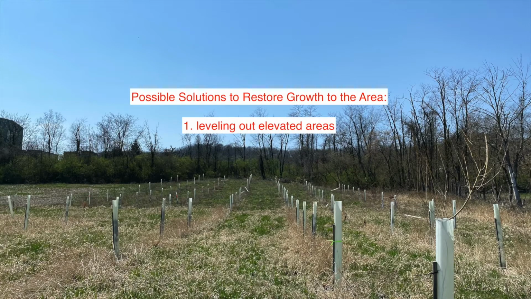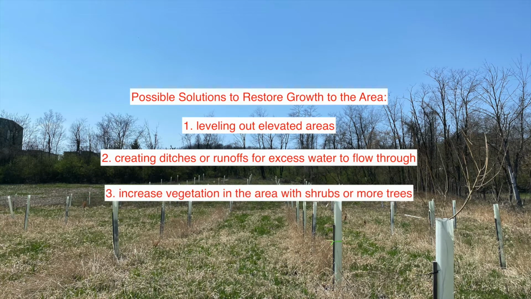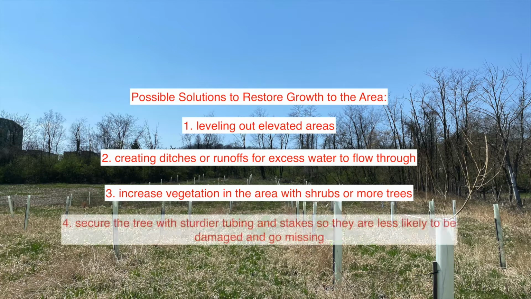Some ideas or changes that could be made to improve the zone include 1. Possibly leveling out the areas to the best degree. 2. Creating ditches for excess water to run through. 3. Possibly creating an area for shrubs or even planting more trees. Or 4. Bringing in sturdier tree tubes and stakes that wouldn't fall out and disappear.